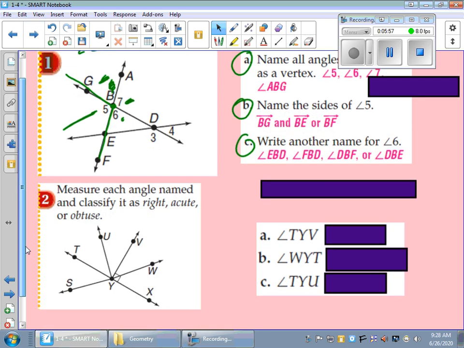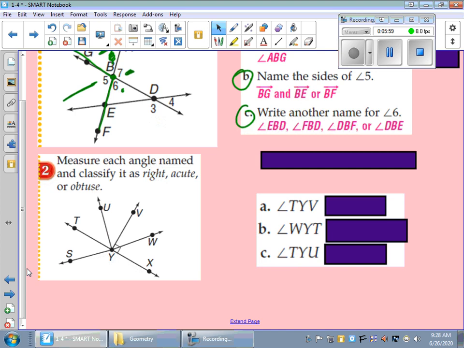We don't measure and classify a lot. If you had to, these are some ways that we could do that. So we have angle TYV. That would be this angle right here. What you can see is this is a straight line. This section's 90, so what's left out of that is 90. That makes that a right angle.